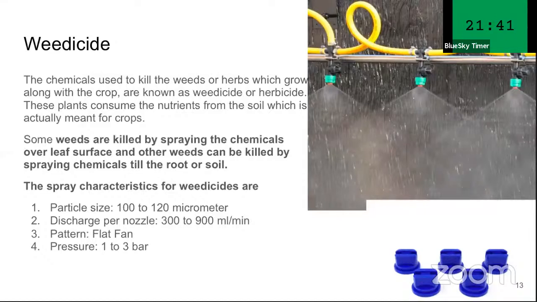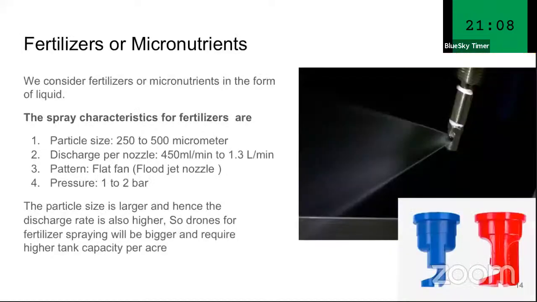So the spray characteristics for the weedicides are particle size, again, around 100 to 120 microns, and the discharge is somewhere between 300 to 900. So it's again beginning to look a little larger than in the case of pesticides. Pesticides need to be in exact concentrations. Here it's a little larger. And the pattern of the spray here is different, which is what's called a flat fan spray. So you can graze past the crop as you fly the drone over top, and the pressures here are typically between 1 to 3 bar, the injection pressures.